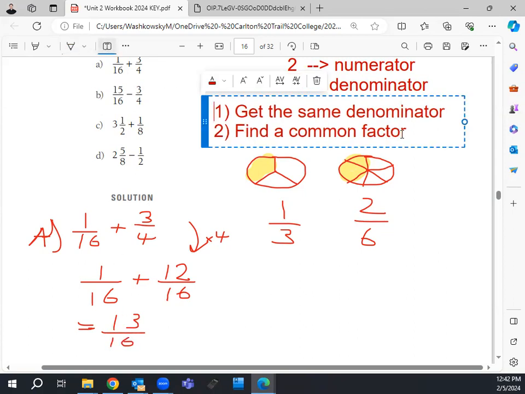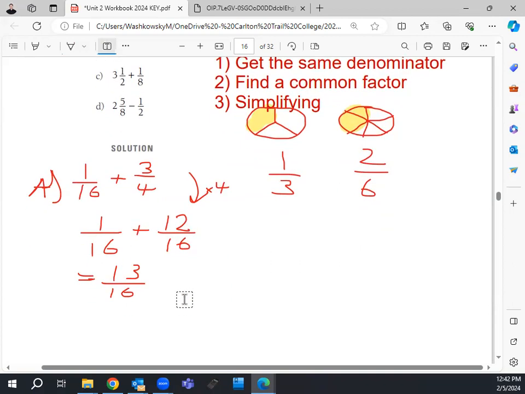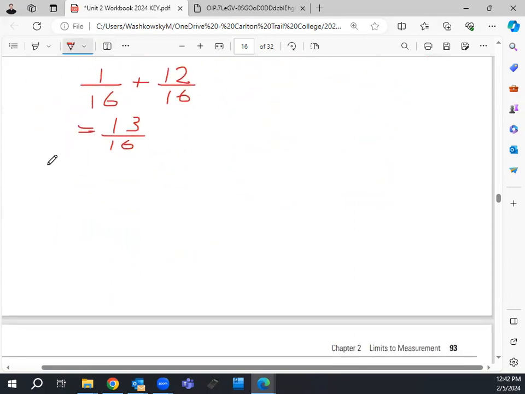which leads us to our final step of simplifying. And your calculator can do all that heavy work for you here. In this case, it is simplified. I can't make it any better. So that's as simple as it's going to get. And again, we're just doing a quick review here. Same thing happens for B, right?